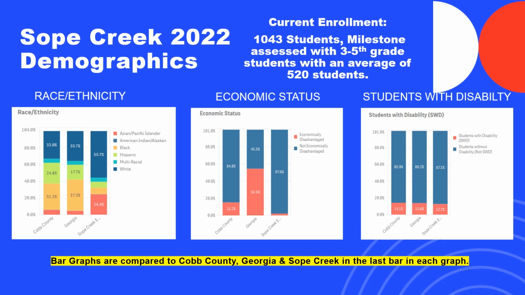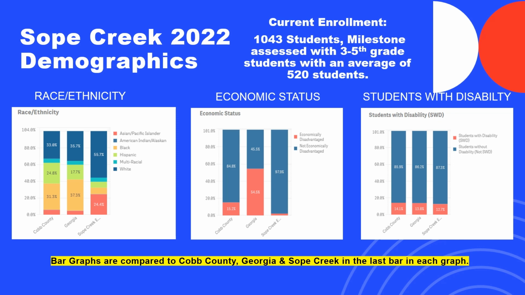Soap Creek demographics: for race and ethnicity, 55.7% are white. The next highest subgroup is 24.4%, which is Asian Pacific, and the others are balanced in between. You can see that in the last bar graph on the right side. Economic status, we have a very small percentage of economically disadvantaged. And students with disability, we have a 12.7% disability rate, which is in comparison to the state and to the county across the board.